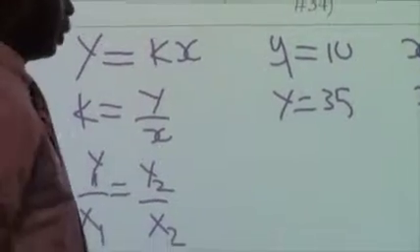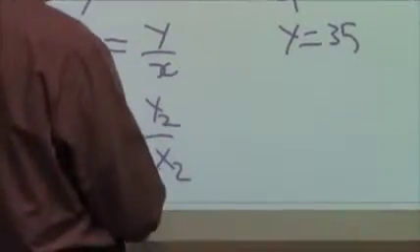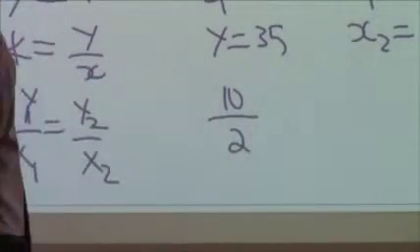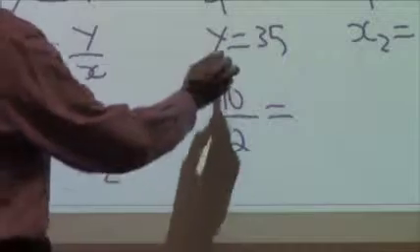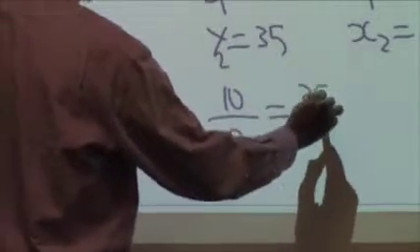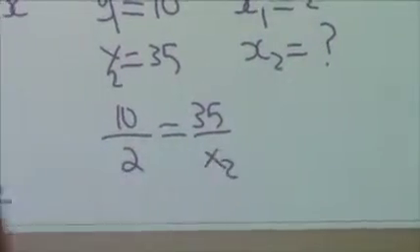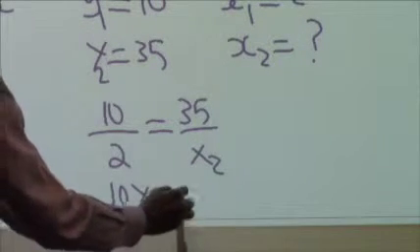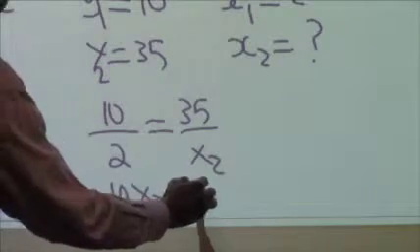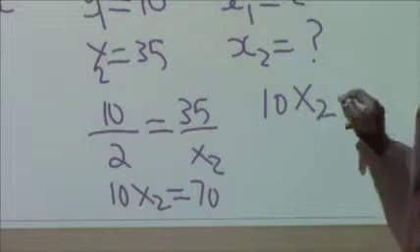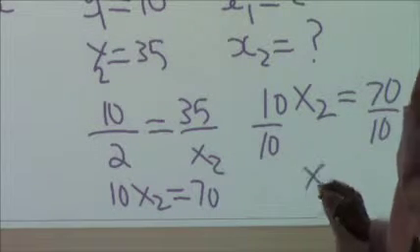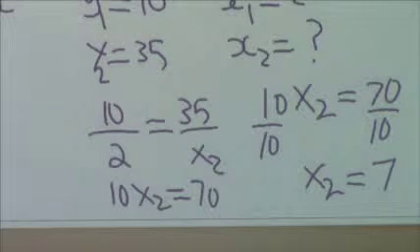I'm going to use a proportion relationship. So it's Y1 over X1. My Y1 is 10 over X1, which is 2, should be equal to Y2, which is 35, over X2, which we don't know. We can do cross multiplication here. We have 10 X2 equals 2 times 35, which is 70. Then we divide by 10 on both sides. So X2 is equal to 7.